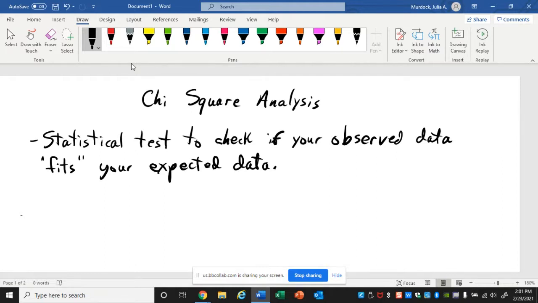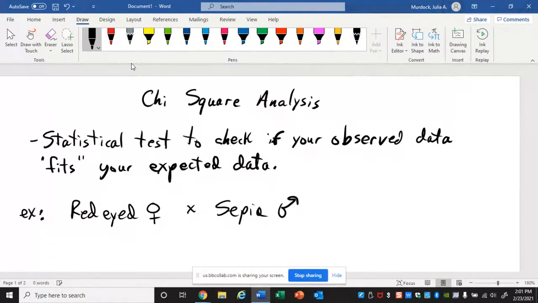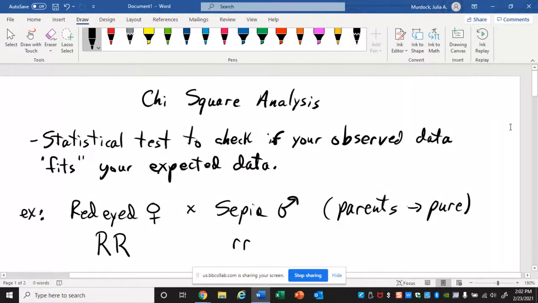So let's take an example. Let's just do the cross. The very first cross that you're going to do is going to be a red-eyed female times a sepia-eyed male. Right? And these are the parents, and the parental cross is always pure, homozygous. So if we have big R for red eyes, then she has 2 big R's. And if we have little r for sepia eyes, then he has 2 little r's, right?